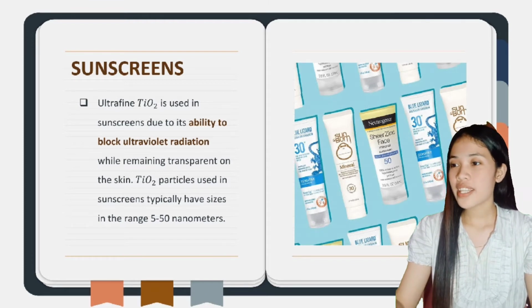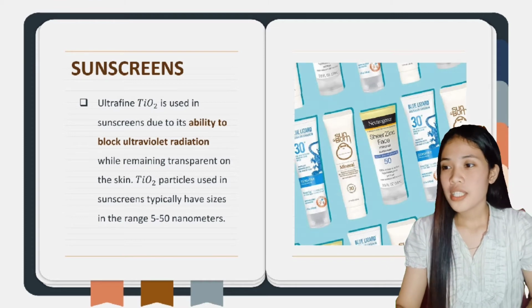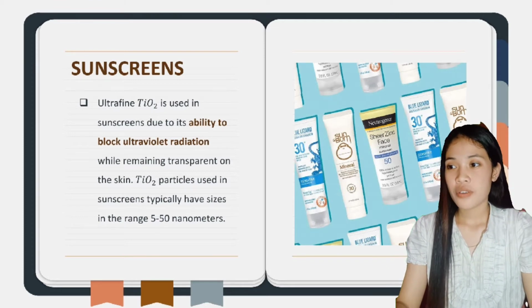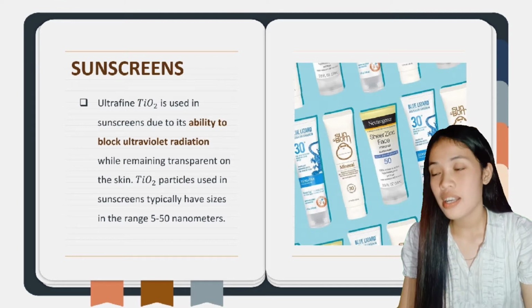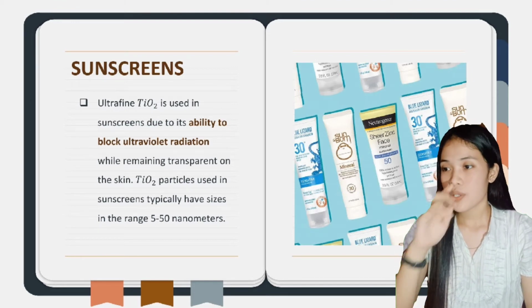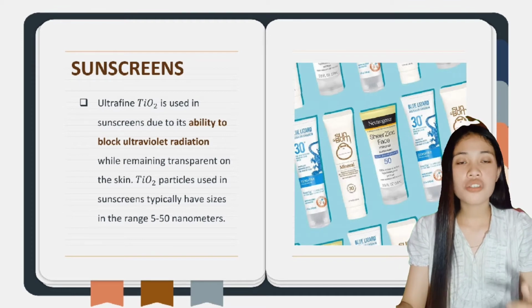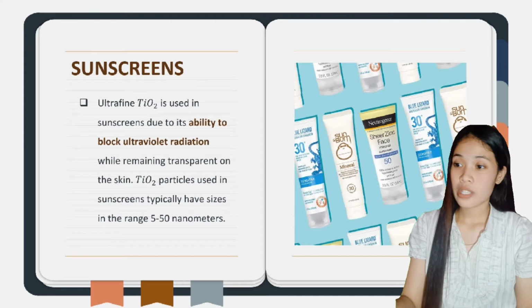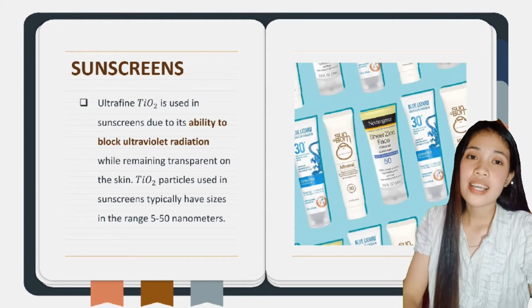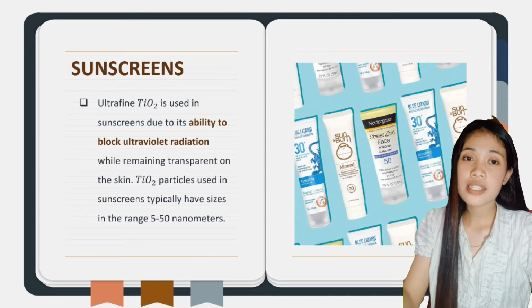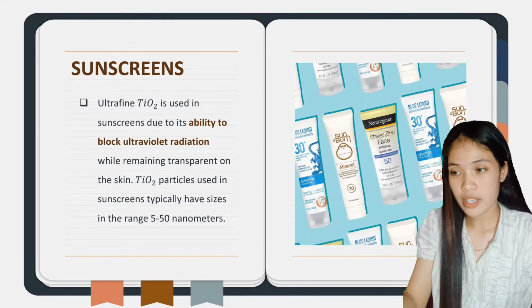So ultrafine TiO2 is used in sunscreen due to its ability to block ultraviolet radiation while remaining transparent on the skin. TiO2 particles used in sunscreens typically have sizes in the range of 5 to 50 nanometers, since I have mentioned earlier that titanium dioxide nanoparticles have a diameter less than 100 nanometers.